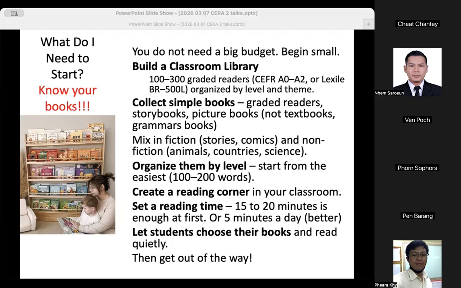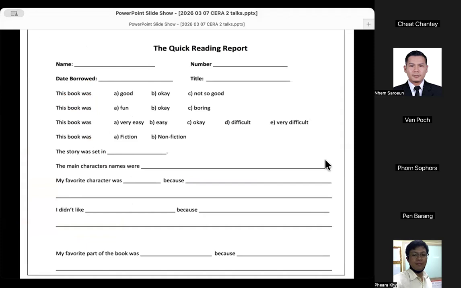So I now want to share with you just a few ideas about the type of activities that you can do after the reading. A typical activity after students have been reading is to fill in some kind of report like this, a quick reading report. This is for a beginner level. The book was good. The book was boring. And then maybe you can complete the sentences. So this is a typical type of activity that people do.